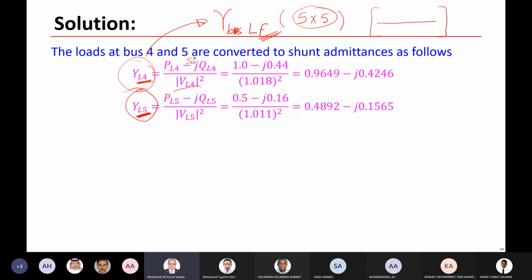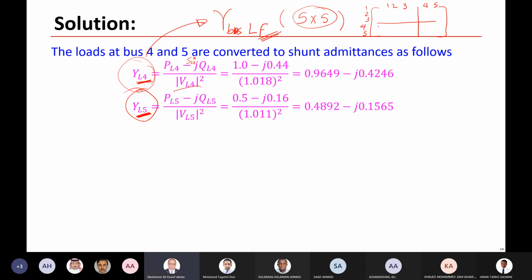So this is 4 and 5. And this is 4 and 5. Okay. So these are the columns, these are the rows. So how to incorporate now? How to incorporate these bus or load admittances to Y bus matrix?